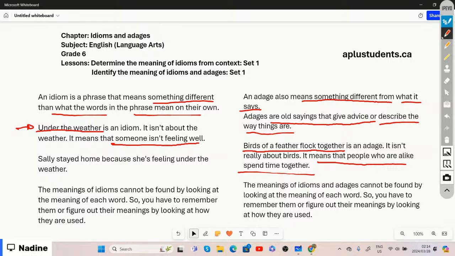Birds of a feather flock together. It means that people who are alike spend time together, and it can be good characters or bad characters, good traits, bad traits, right? Good behaviors or bad behaviors, right? But people who are alike, they spend time together. And remember, birds of a feather flock together doesn't directly have to do with birds. It's got nothing to do with birds, right? It isn't about birds at all.